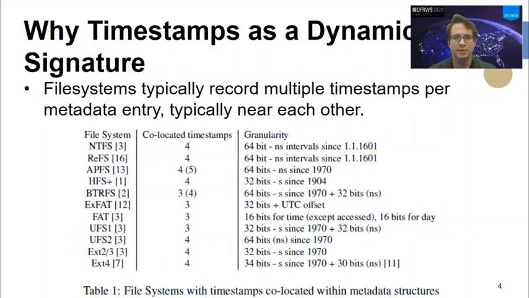So why timestamps as a dynamic signature? Well, we noticed a couple of things. First, file systems typically record multiple timestamps per metadata entry, and they're typically co-located near each other. This table shows a number of different file systems and the number of timestamps that are closely co-located in their metadata entries. It's usually 3 or more.